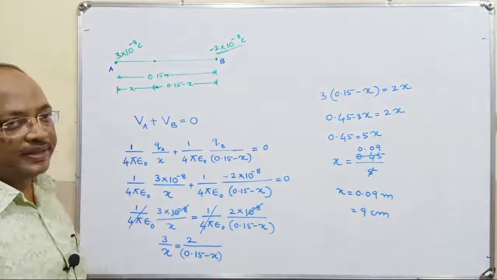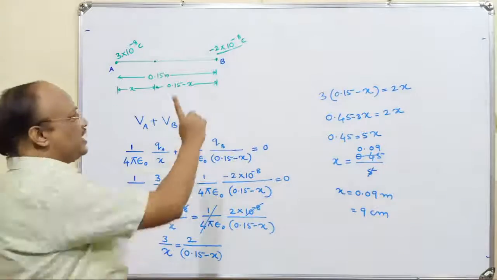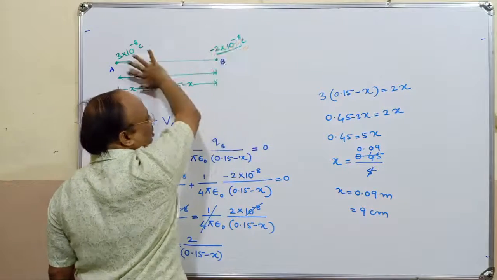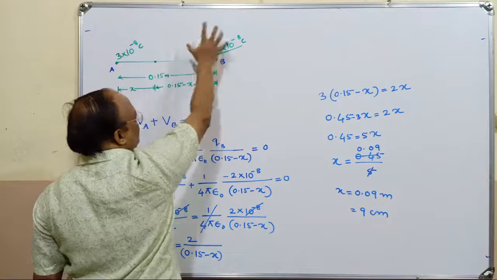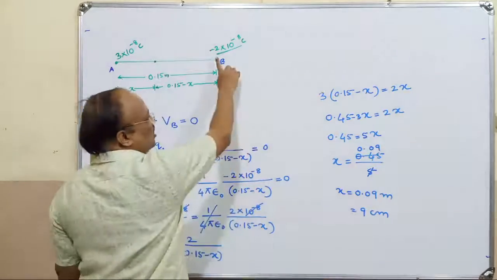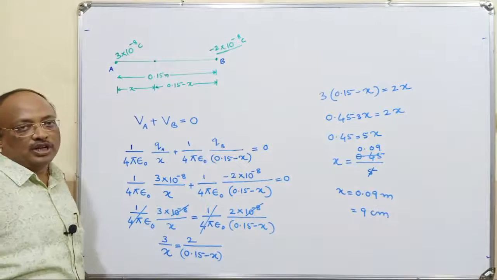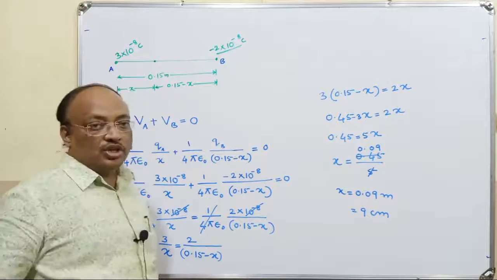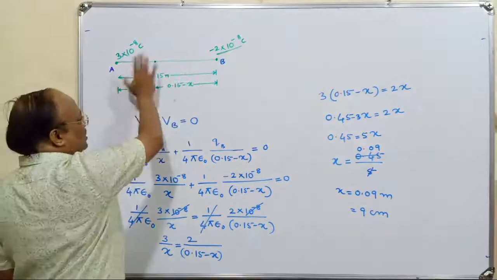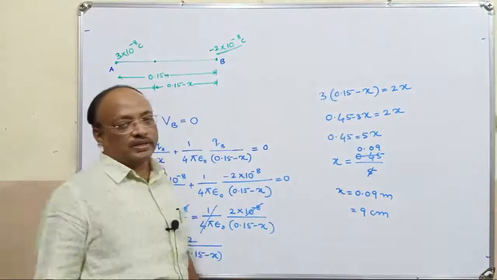So similarly, we have to find the other point. As I mentioned, it will lie towards the smaller charge among these two. So among these two, this is the smaller charge. Definitely, it will lie towards this. So that point we have to find out. If you are asked in the exam, you have to find both these values, the one which is lying in between these two and the one which is lying outside.